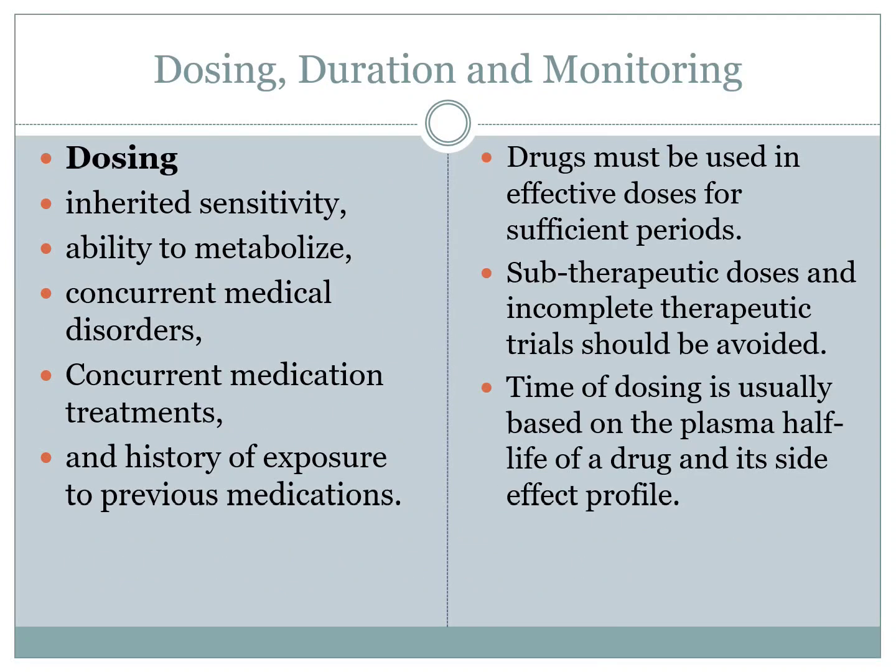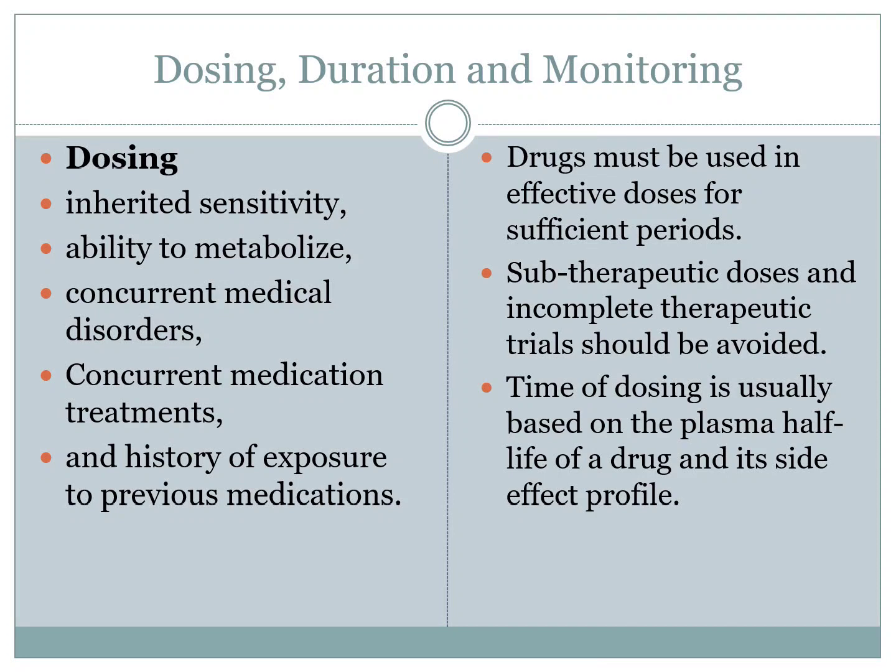And now, what about the dosing, duration, and monitoring of the drug? For dosing, the things which should be kept in mind are inherited sensitivity and ability to metabolize the drug. Some people are rapid metabolizers, like for valproate, few individuals have rapid metabolizing ability. Concurrent medical disorder should also be considered. For example, the side effect of one drug may not suit the profile of another medical disorder, and this should be considered. And history of exposure to previous medications. If the history is available, then exposure history should be considered.